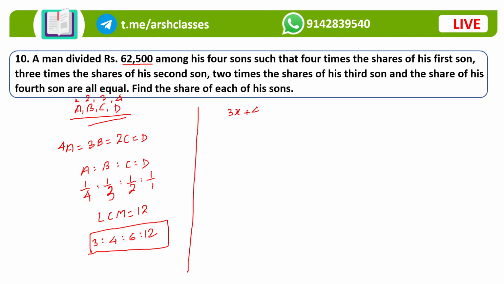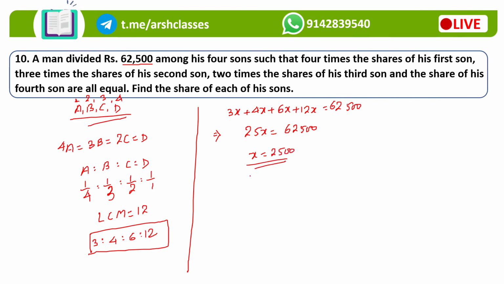B will become 4 times of X. C will become 6 times of X, and D will become 12 times of X. Now that is equal to 62,500. So here, what do I have? 6 plus 4 is 10, plus 3 is 13, plus 12, 25 times of X, as 62,500. After dividing, we will get X as 2500.